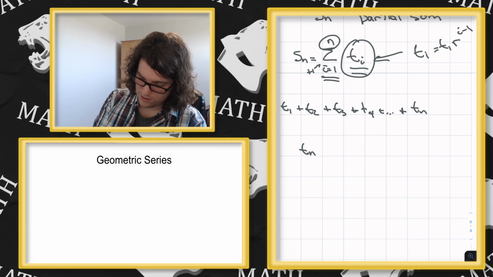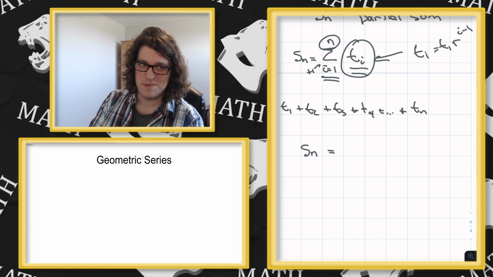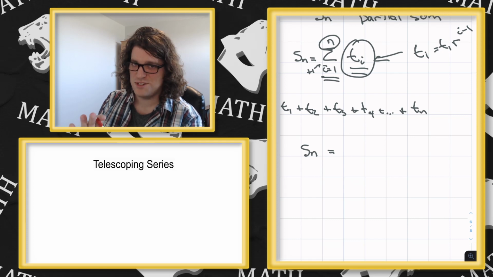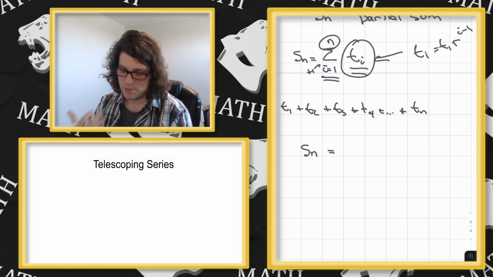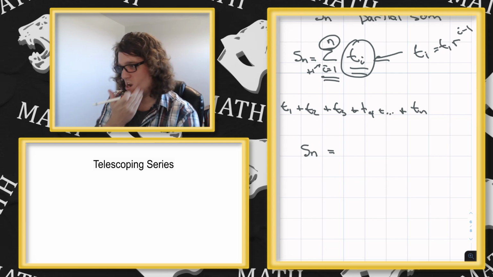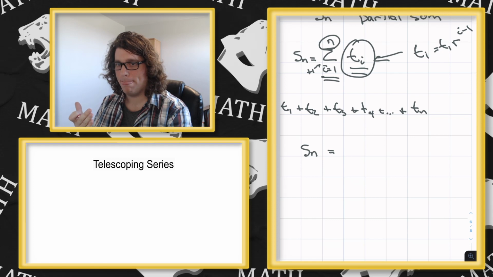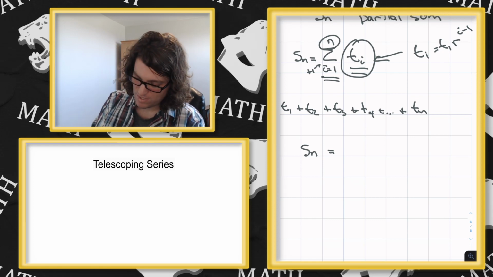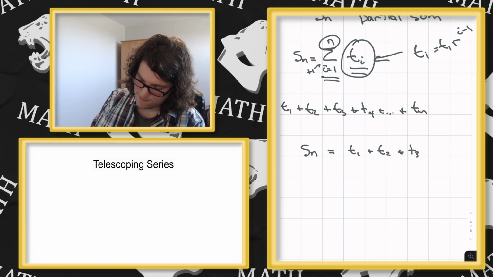So I'm going to write Sn is equal to, and this is the general idea. This is going to bleed into what's on my next slide, which is called a telescoping series. I'm going to write down what Sn is: T1 plus T2 plus T3 all the way up to Tn.